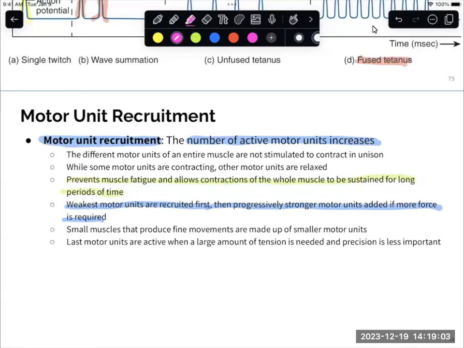The smaller the motor unit, the more fine, precise movements we get. The larger the motor unit, the less precision we get.